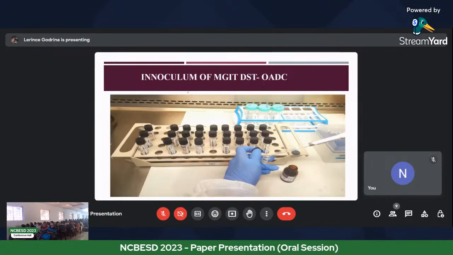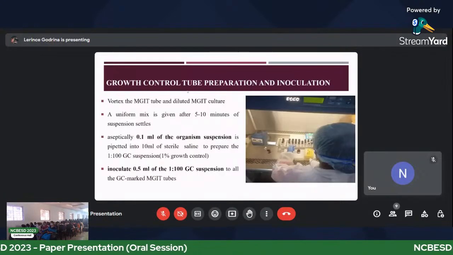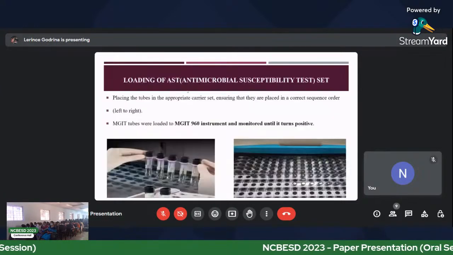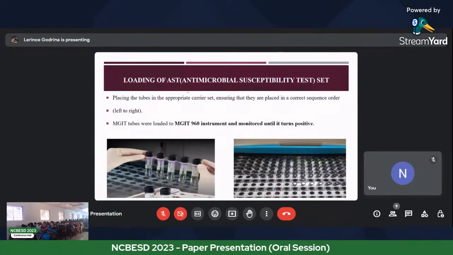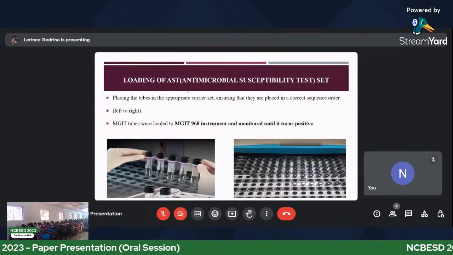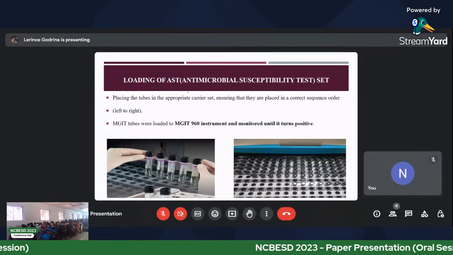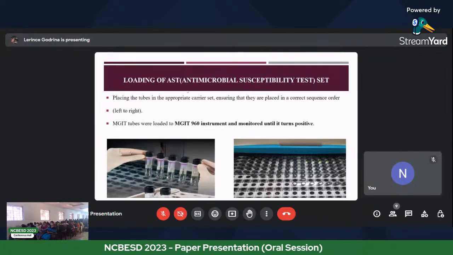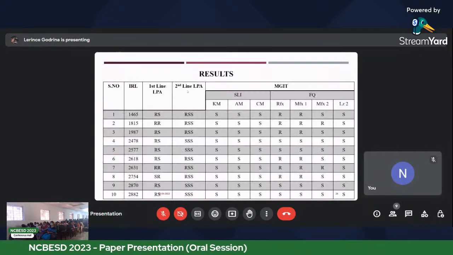So this is a picture of adding the OADC, that is the enrichment. So this is the workflow. So this is the loading of AST set. AST is nothing but the antimicrobial susceptibility test. Placing these tubes in the appropriate carrier set, ensuring that they are placed in the correct sequence order, that is left to right. MGIT tubes are being loaded into the MGIT 960 instrument and monitored until they turn positive.